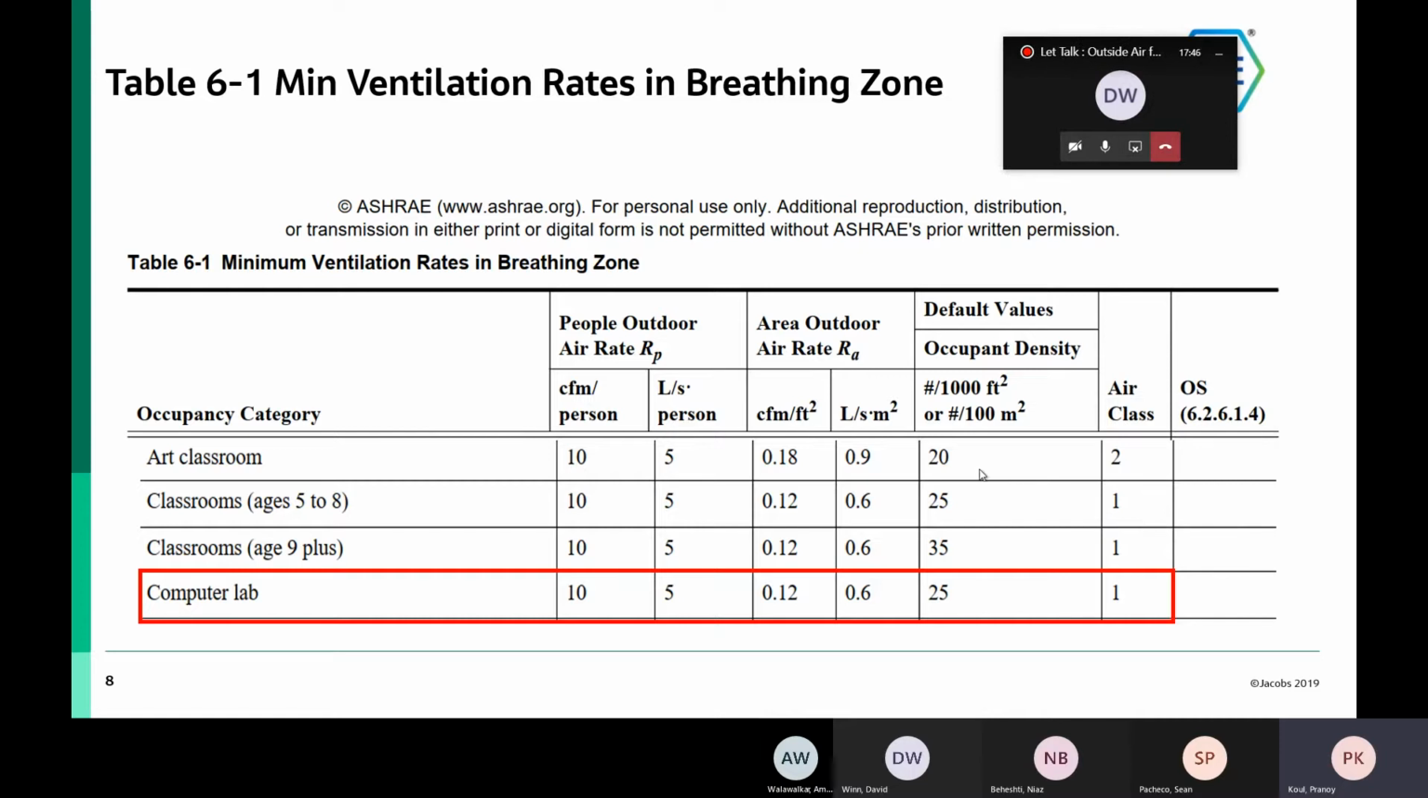And these default values essentially mean that if you're not sure what the population of that particular area is, then ASHRAE has derived certain default values which you can plug in. So in this case, it is 25 per 1,000 square feet, or it could be 25 per 100 square meters. Okay.